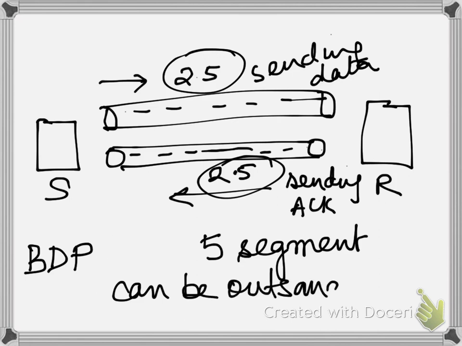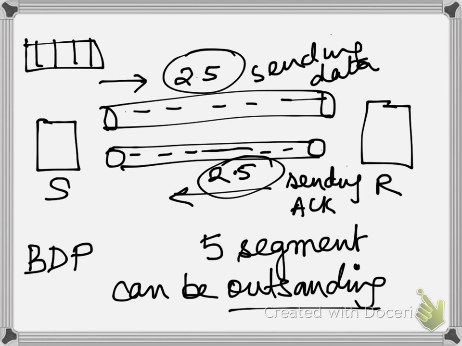5 segments can be outstanding at a time. So if you recall from the sliding window protocol, the size of the sending window at the sender and the receiver will have how many segments you can send without having to wait for an acknowledgement. So that is how many segments can be outstanding. So based on this, you can set the window size to 5 segments.